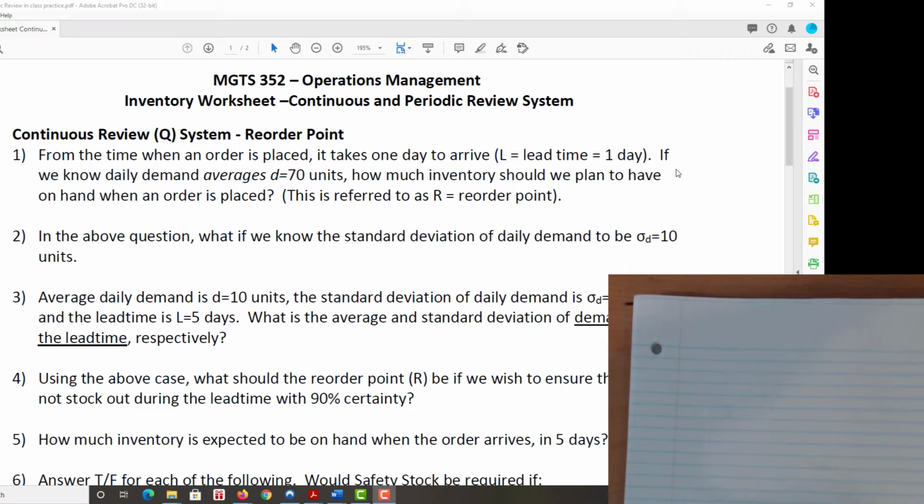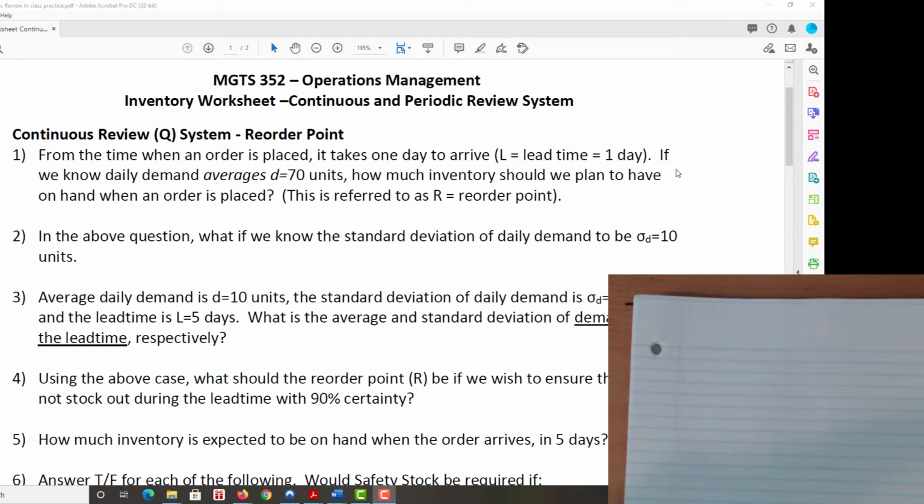The inventory worksheet, continuous and periodic review system. Okay, so this set of questions is pretty cool in that they're not complicated, but they do delve into some basic fundamentals regarding continuous review, aka Q systems, and P systems, aka periodic review systems. So let's look at question number 1.